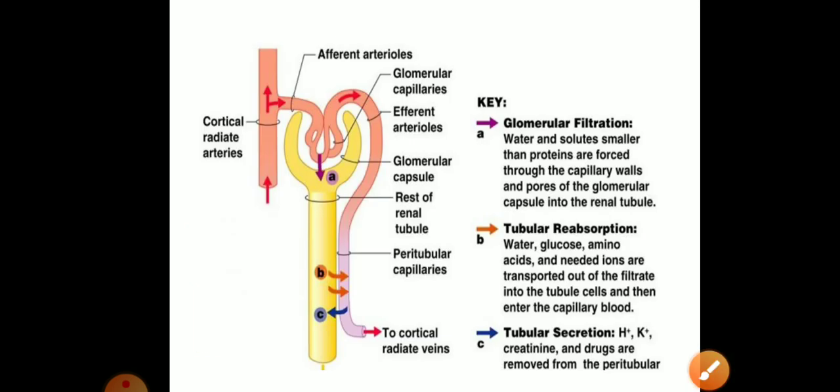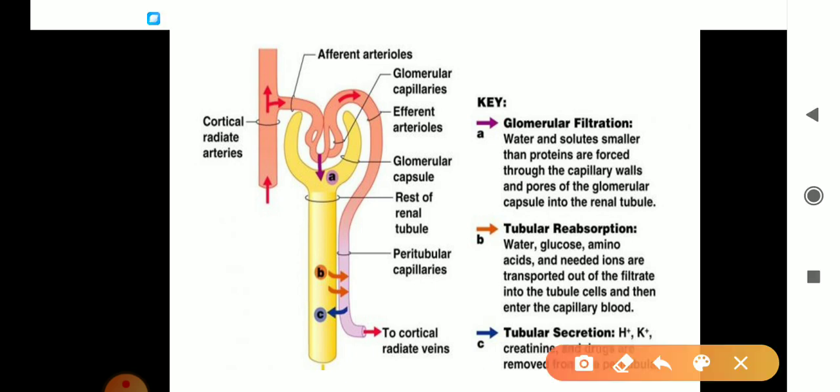I will explain it with the help of this diagram. The two main processes are, first, glomerular filtration, and second, tubular reabsorption. Now see, here when the renal artery enters into the Bowman capsule, it divides into capillaries. I told you earlier, the pressure inside the capillary is very high. Due to this high pressure, some of the materials, which are simple substances, move inside the Bowman capsule.